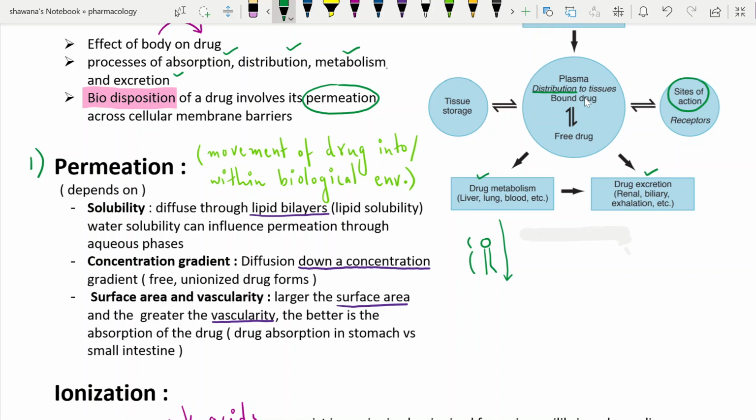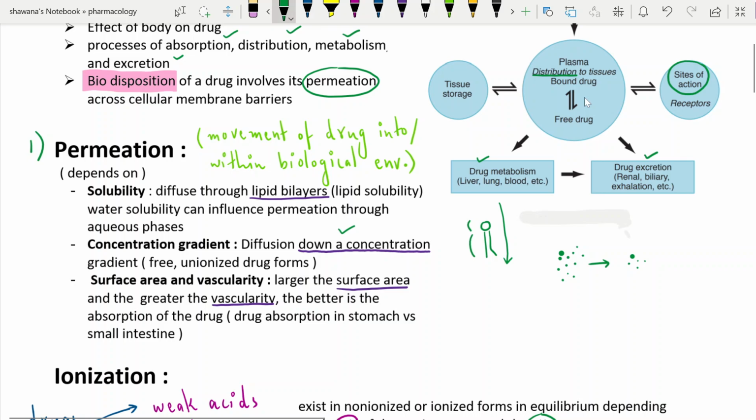The second thing is the concentration gradient. You know that molecules go from higher concentration to low concentration. So the concentration gradient, the diffusion down a concentration gradient, includes free and non-ionized drug forms, because the bulky or ionized drugs are more prone to not undergo diffusion down the concentration gradient.